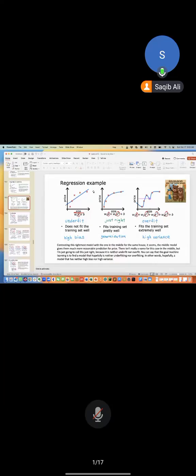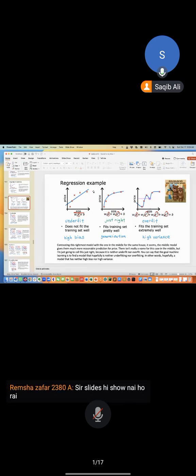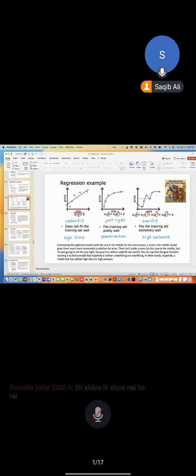Both of these algorithms have this kind of problem: underfit, overfit, and best fit. So our objective, slide. Okay. Wait.